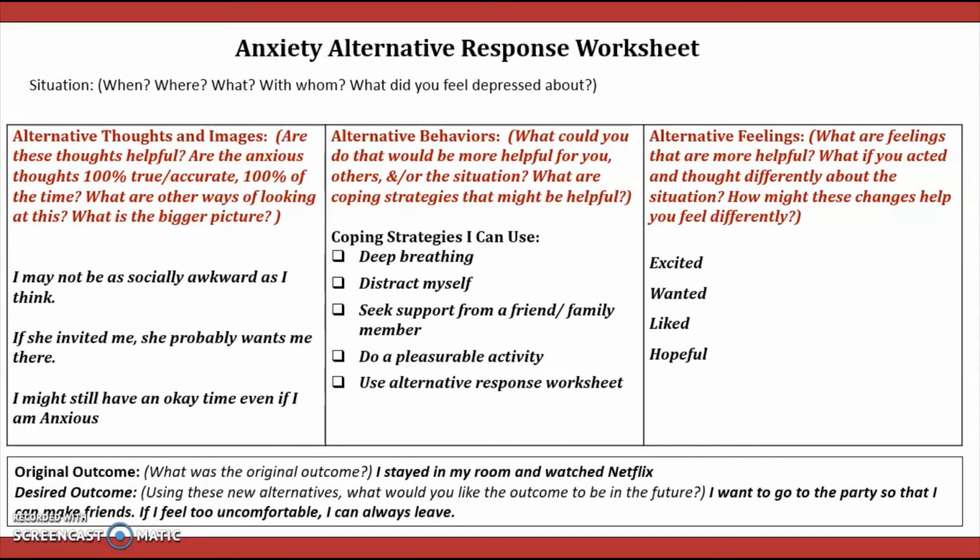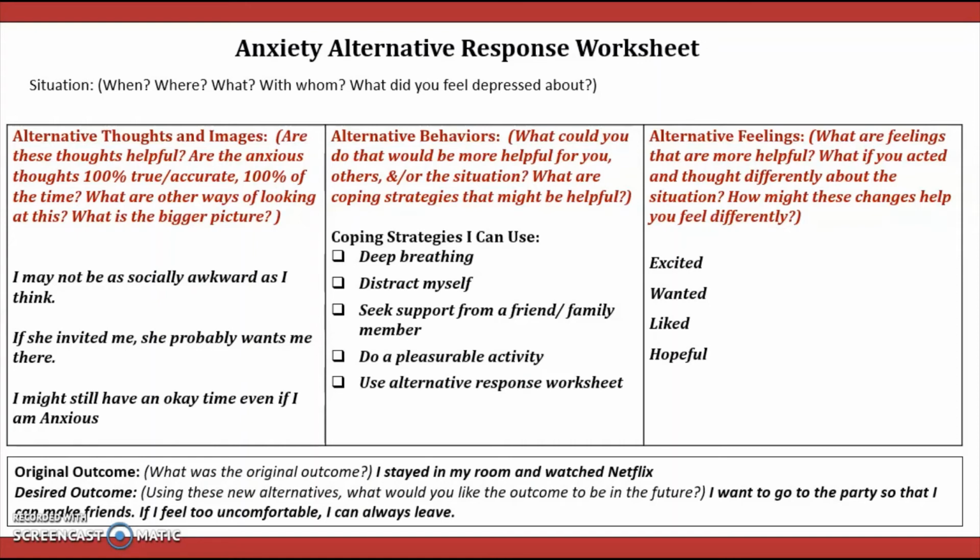Using some different prompting questions to help us identify some alternative behaviors, the person can come up with some strategies to help them. So some of the strategies they identified were deep breathing, distracting themselves, seeking support from friends and family, doing a pleasurable activity, or using this alternative response worksheet. When you fill out your own, you can just check these boxes simply on the worksheet, or you can add in your own coping strategies.